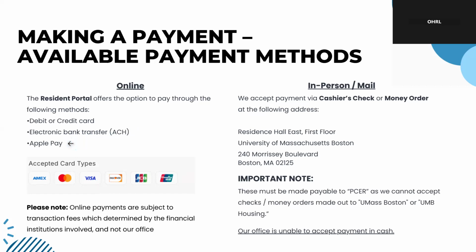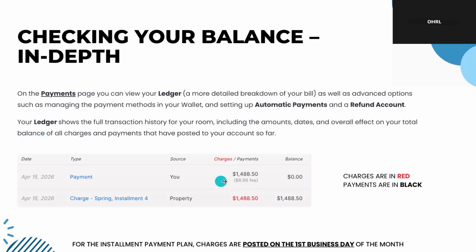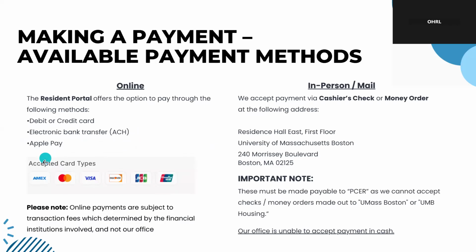So that's fine. One other thing I do need to clarify about how online payments in the resident portal work is that they are subject to transaction fees. Those are up to these individuals more so than us. Transaction fees are determined by the financial institutions involved and not our office. So if we head back here, this payment, oh, $8.95 fee. Well, did we put that on? No, I'm afraid not. Do we see a dime of that? No, I'm afraid not. That is probably Amex, MasterCard, Visa, one of them.